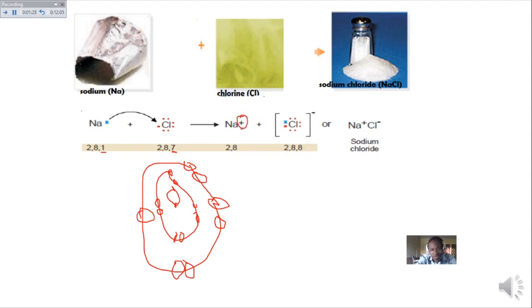It's losing one electron. That's why we put plus 1 there. You see 2, 8. That's lost one electron to what? Chlorine. And chlorine has accepted the electron. Let's put something like this. Chlorine has accepted the what?